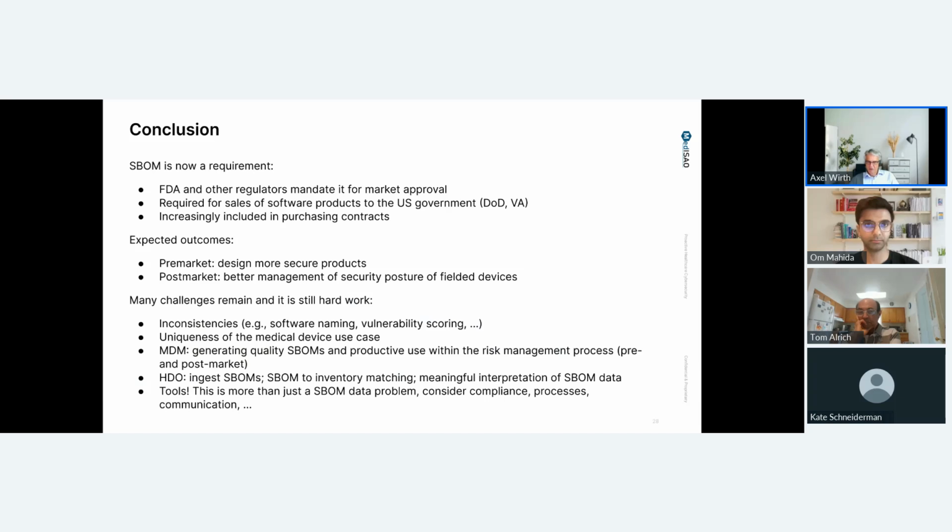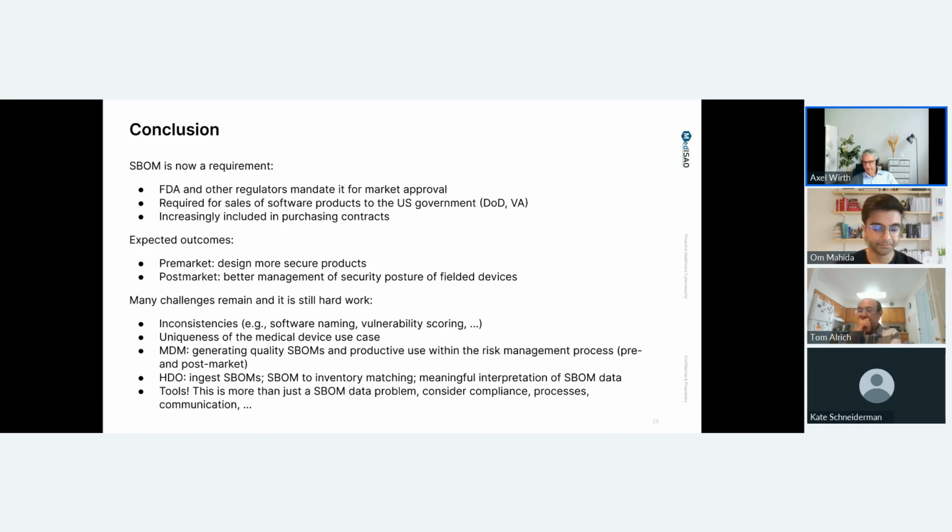We need to understand, as Tom talked about extensively, the uniqueness of the medical device use case, and there are some challenges there. The MDMs are challenged in generating quality SBOMs and making productive use of SBOMs within their risk management processes, both pre and post market. And then the healthcare delivery organizations are challenged in ingesting SBOMs and making them part of their inventory management, being able to match the right version of the SBOM to the right version of the physical device, and then meaningfully interpreting the SBOM data.